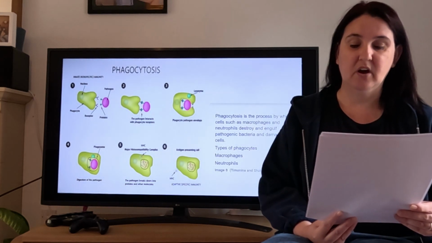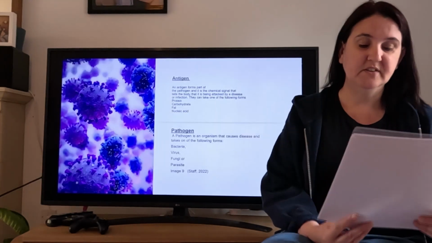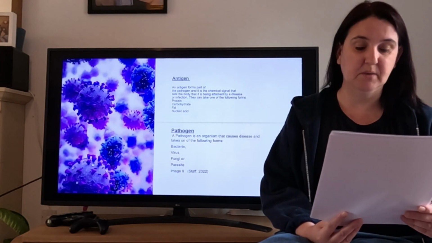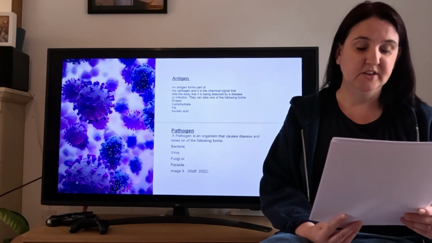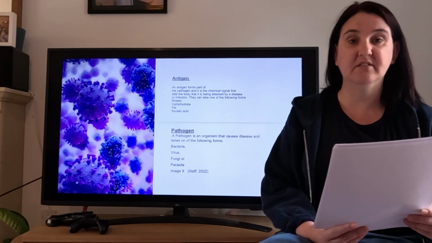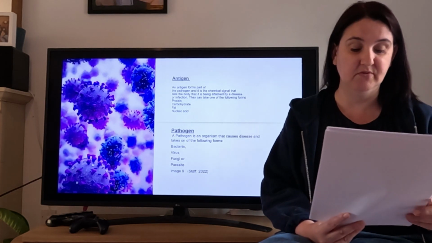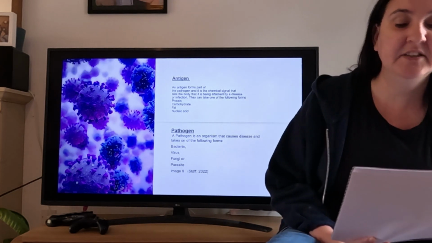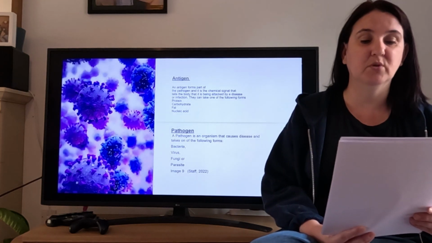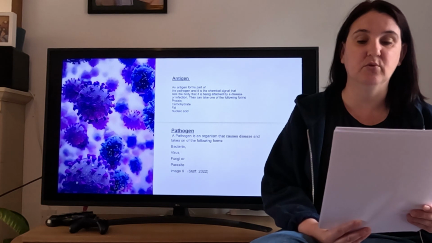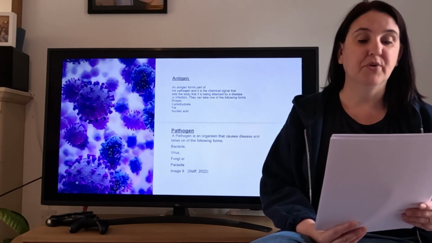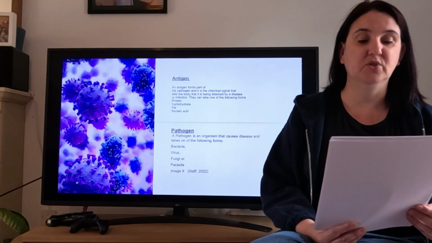A macrophage can destroy 100 pathogenic cells. When discussing the third line of defence, it is important to note the differences between a pathogen and an antigen. To recap, a pathogen is an organism that causes disease and takes on the following forms: bacteria, virus, fungi or parasites. An antigen forms part of the pathogen and is a chemical signal that tells the body it is being attacked by a disease or infection.